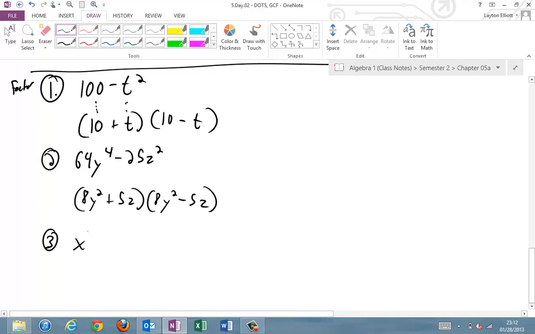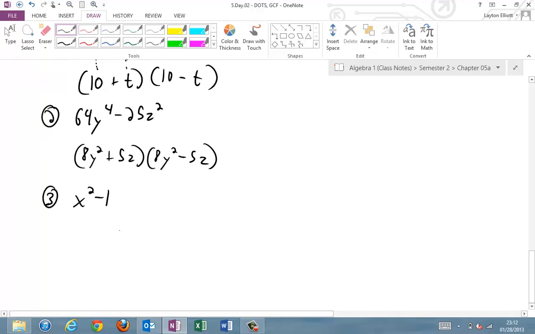Number 3, if I go x squared minus 1, that may not look like a perfect square, but 1 is a perfect square. So, difference of two squares. Plus, minus, x squared becomes x and x, and 1 becomes 1 and 1. X squared minus 1 factors into x plus 1, x minus 1.